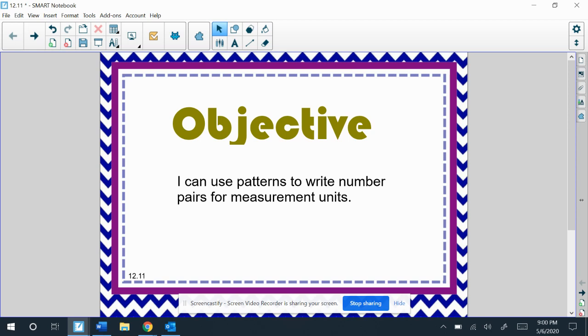Hi, today we are doing a lesson about using patterns to write numbers for pairs of measurement units. So today we're kind of going to be thinking about everything we've learned through chapter 12.